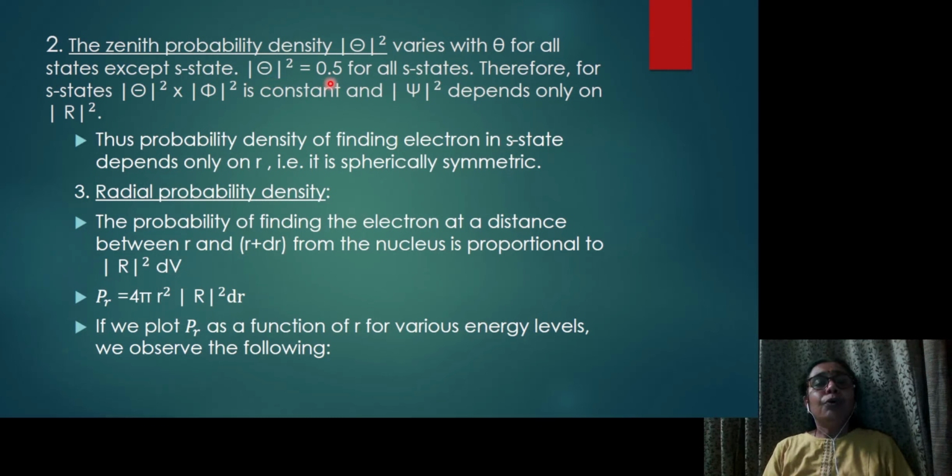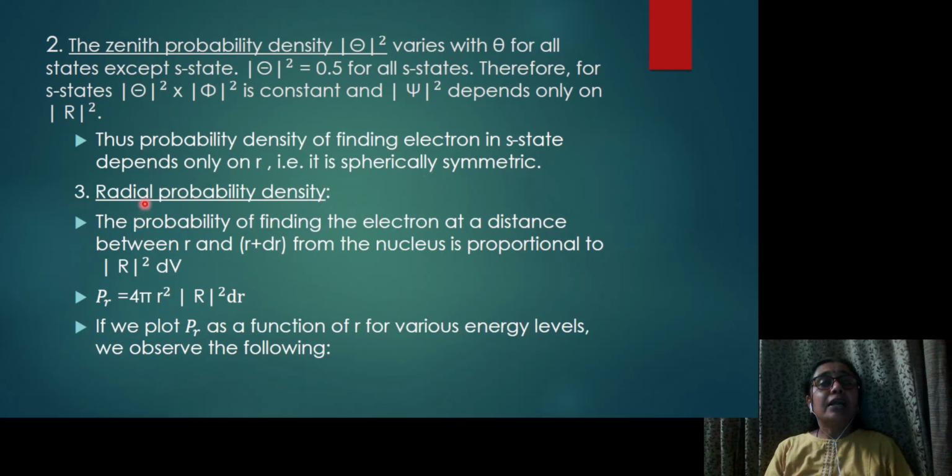So we know already that mod phi square is constant, and now for all the S states, mod theta square is also constant. So that means mod psi square will depend only upon mod R square for all the S states. Thus, the probability density of finding the electron in S state depends only upon r. That means it is spherically symmetric. It does not depend upon the angle. So therefore, we can say that it is spherically symmetric.